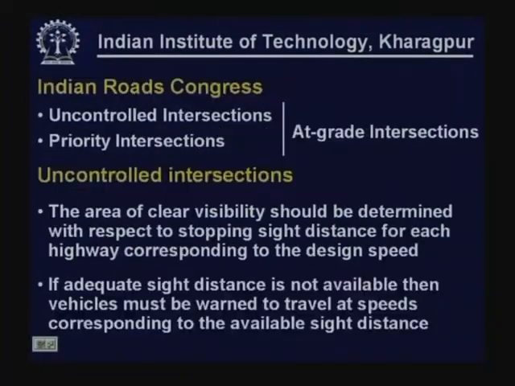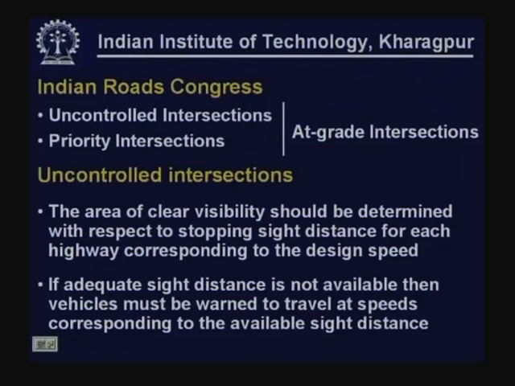Now, with this we have completed our discussion about all 6 different types of control considered in AASHTO and the basis for intersection sight distance for each control type. Let us look at the Indian conditions, particularly the recommendations given by Indian Roads Congress.